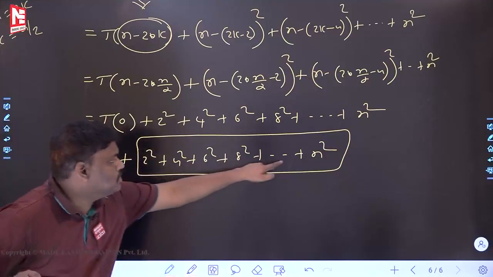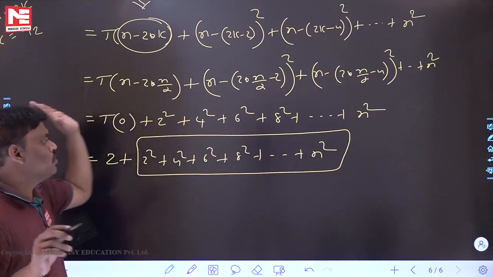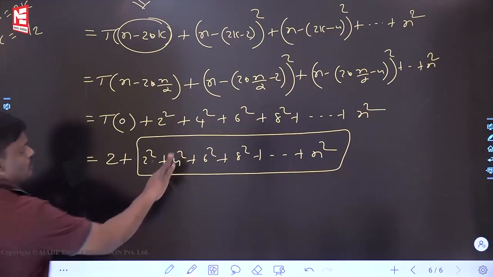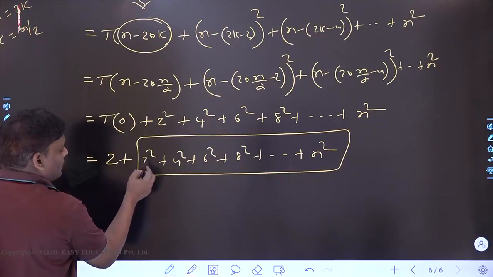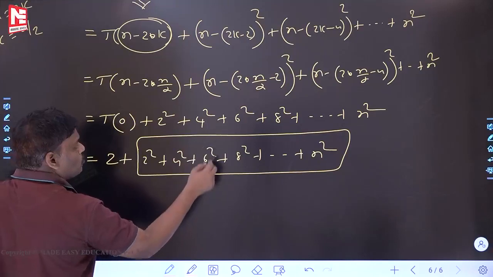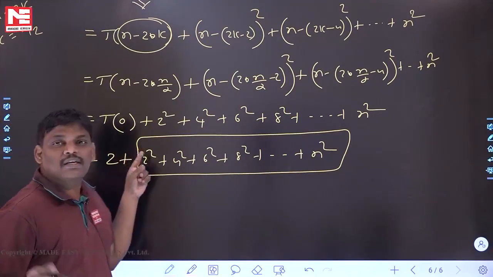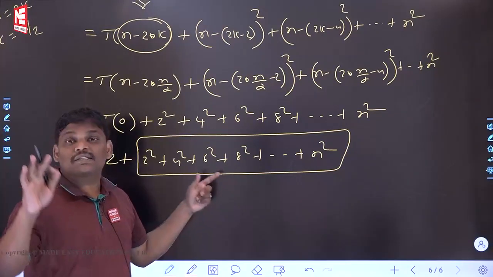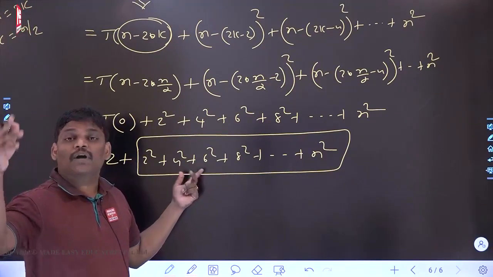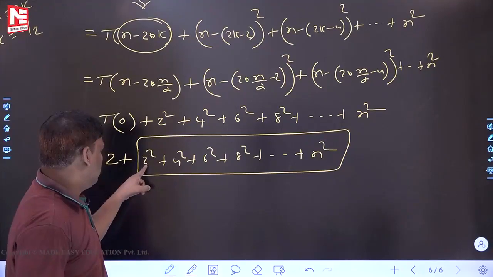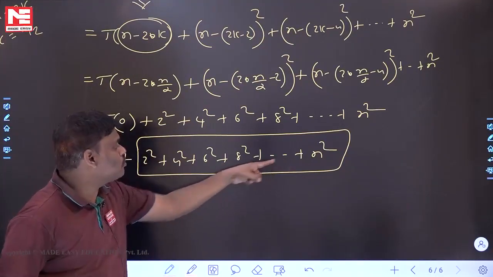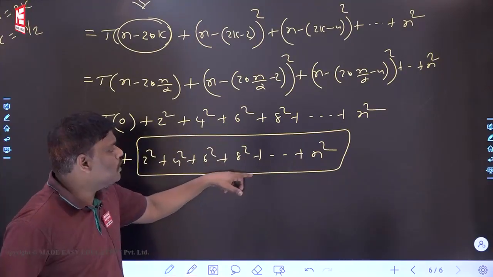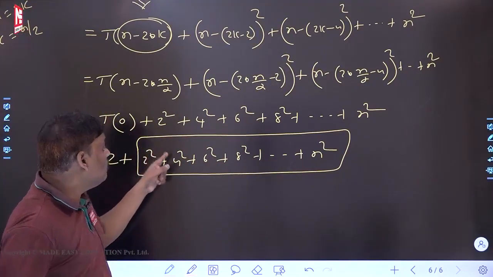But this series, how to solve it, let's see now. In this problem, our goal is how to solve this series. If you observe clearly, 2 square, 4 square, 6 square, 8 square. Some people are asking, sir, is it the sum of n natural number squares? No. It is not the sum of n natural number squares. It is the sum of even number squares. See, 2 square, 4 square, 6 square, 8 square, and so on up to n square. It is the sum of even number squares.